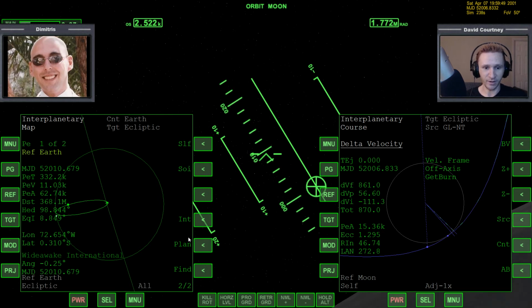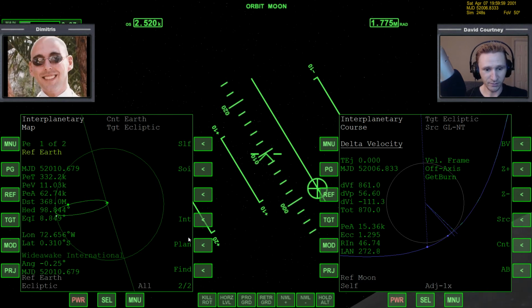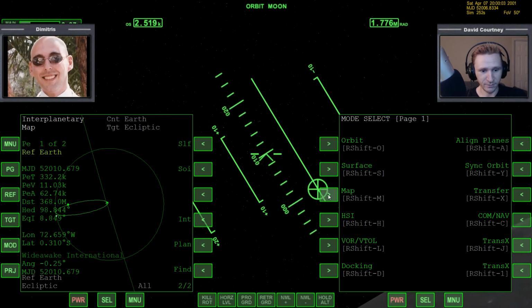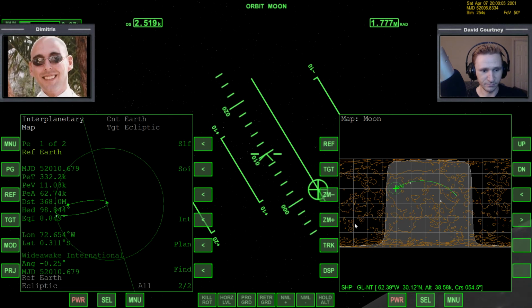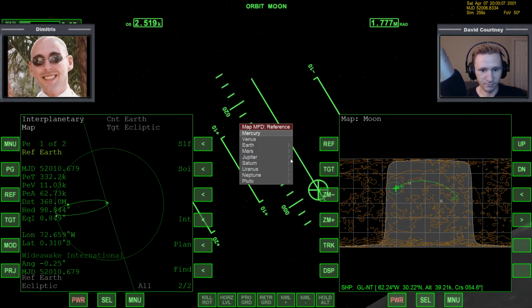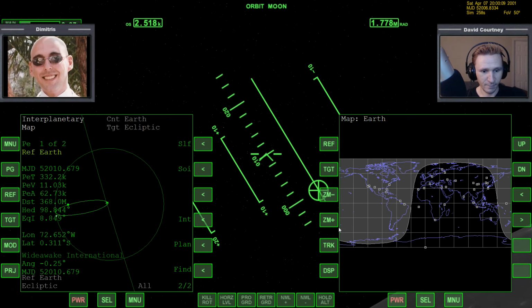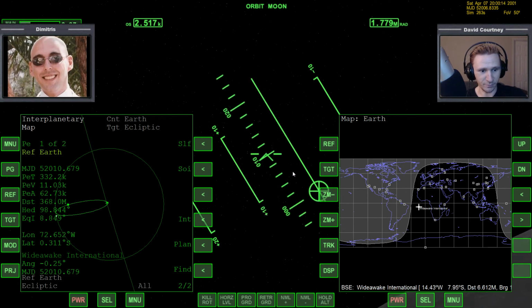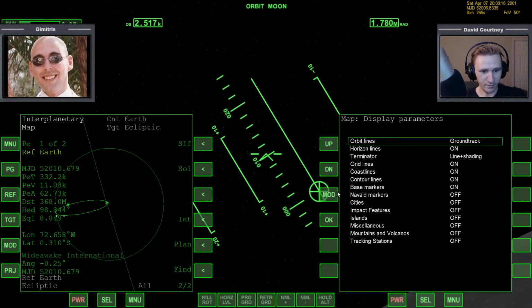So the cool thing about this is that that's it. Believe it or not, you don't have to do any mid-course corrections at all. You just go all the way to Earth, and you're done. So let's do that. Actually, let's bring up probably map. That's what I usually like to look at. Map MFD reference to Earth and the orbital plane instead of the ground track. Yeah, and we'll target our base.